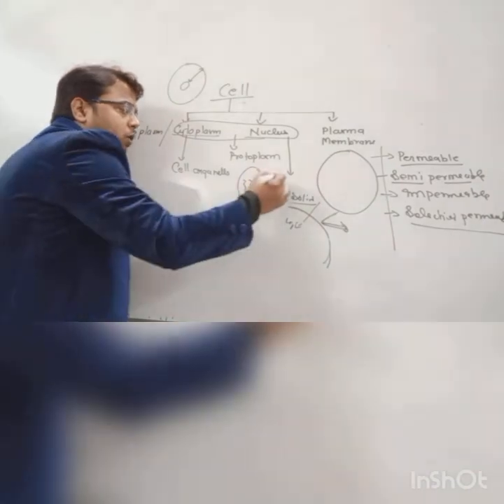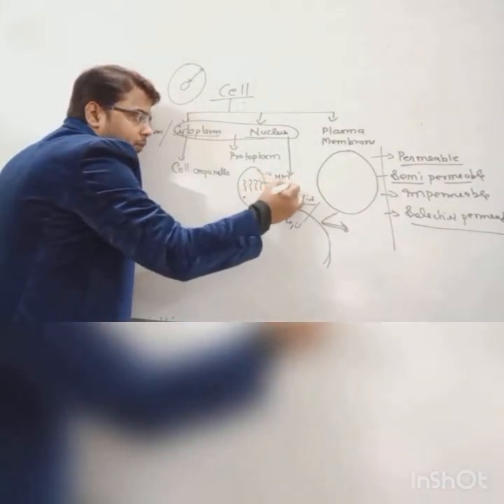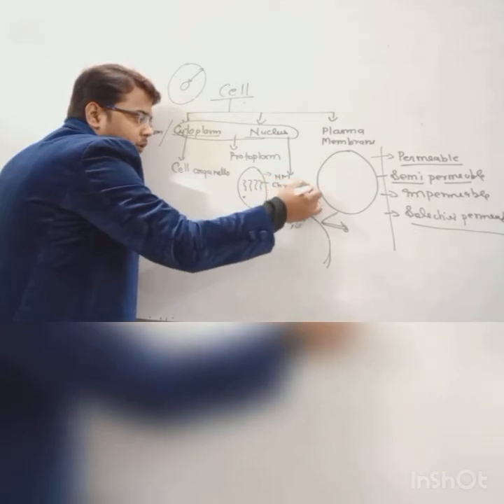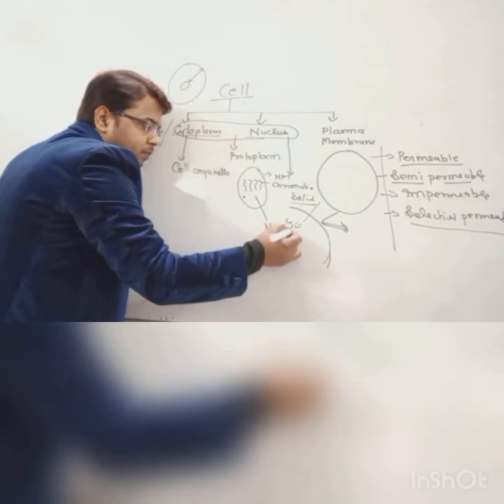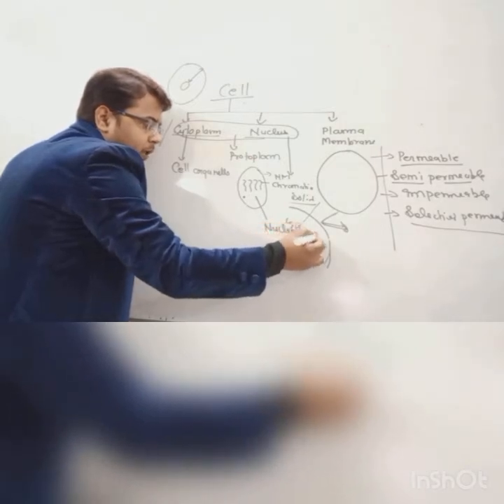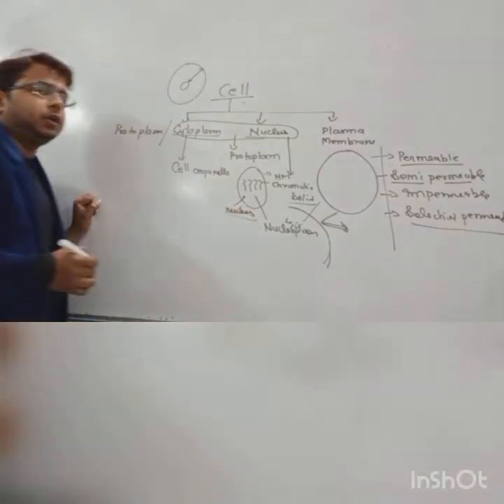This part is known as the nucleus membrane. This is chromatid. Inside the cell nucleus there is nucleoplasm, and this is nucleolus. These are the main parts of the nucleus.